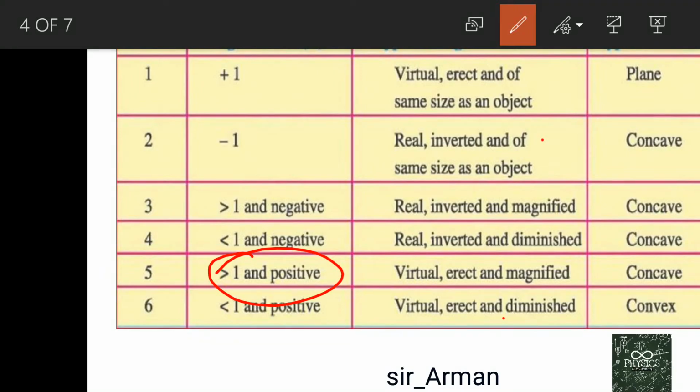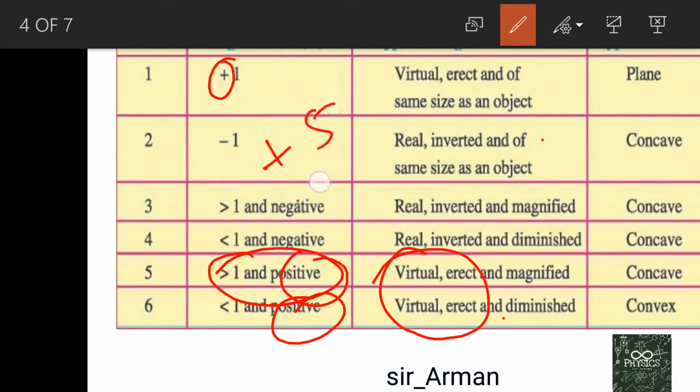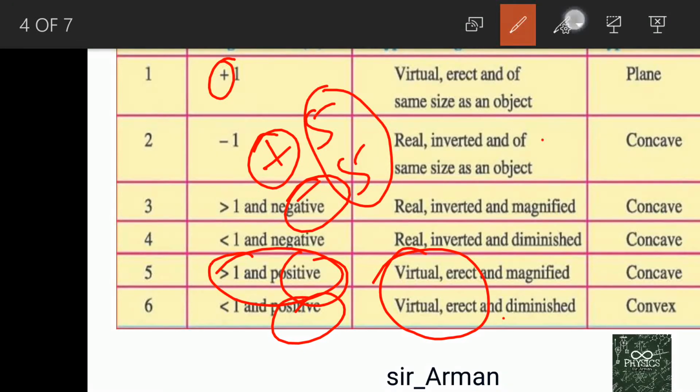Remember, whenever the magnification is positive, the image is always virtual and erect, right? Less than 1 or greater than 1 is another thing. Whenever the magnification is positive, suppose plus 5 and minus 5, here plus indicates the image is virtual and minus indicates the image is real. This quantity indicates whether it is diminished or magnified.